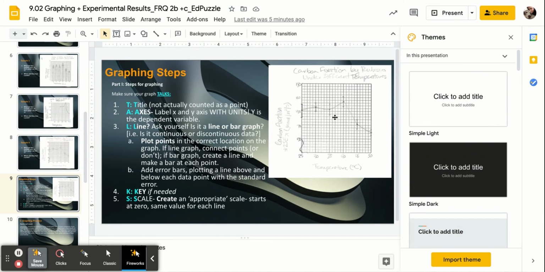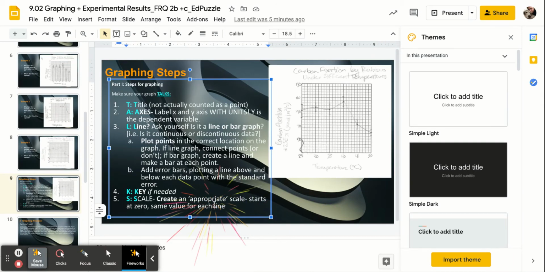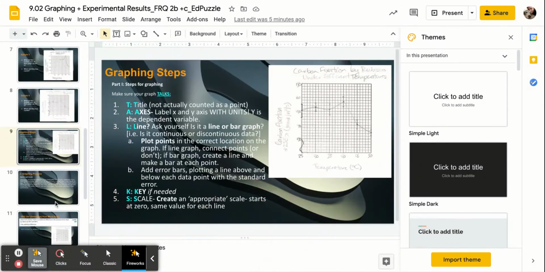Okay, so if you have multiple groups that you have to make sure get graphed, then you might need your key. And then scale, obviously, you need to make sure that you have an appropriate scale, okay? So this is kind of like a checklist to make sure that you get all the points on your graph.